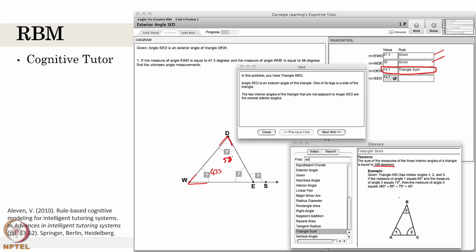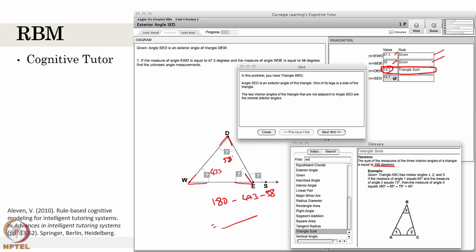This is the reading material if the student wants to read more, and the glossary. The first rule is, in any triangle, the sum of the triangle angles is equal to 180 degrees. So to find this angle, you have to do 180 minus 47.3 minus 58. So that is the answer. That will be the triangle sum rule you have to apply to find this. This you have to enter. Even these two you have to enter, but they are given to you. You have to say given rule.